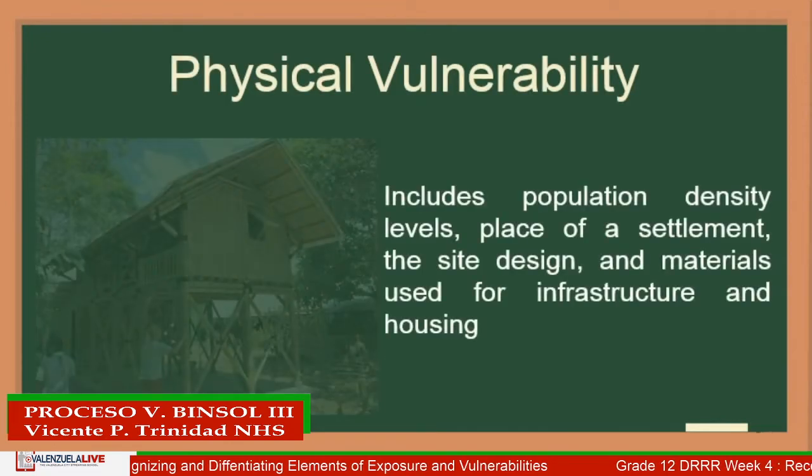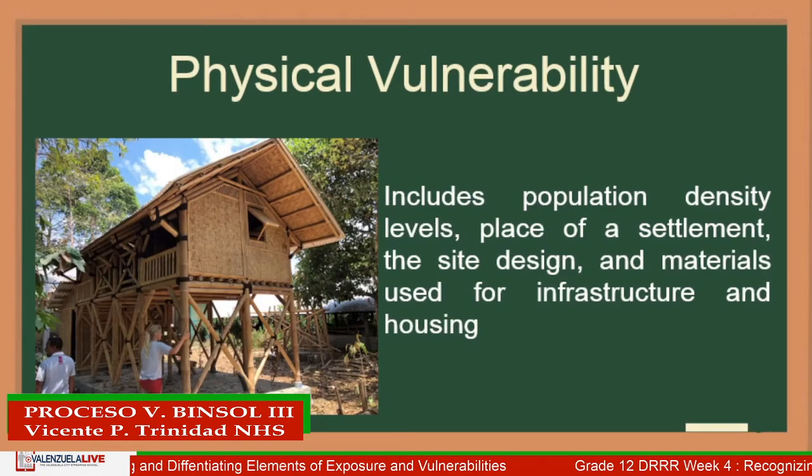Now, let us have first, number 1, physical vulnerability. This includes population density levels, place of a settlement, the site design, and materials used for infrastructure and housing. When hazardous events occur, normally physical elements are severely damaged. An example of this is this first image. This is a wooden house that is earthquake safe but vulnerable to fire.